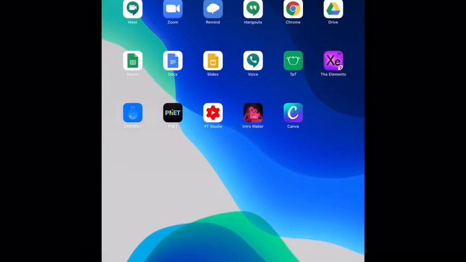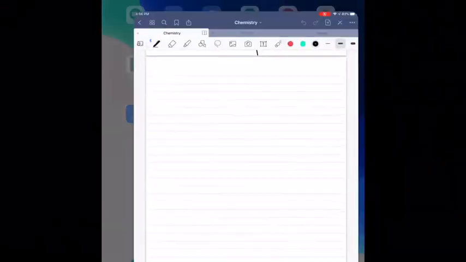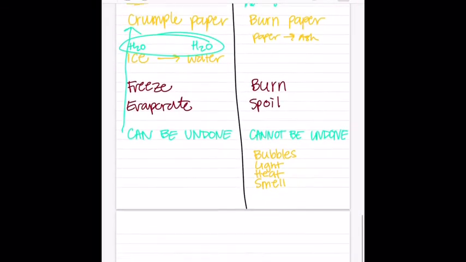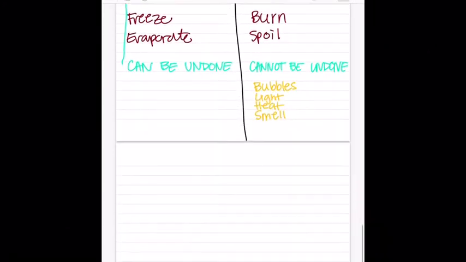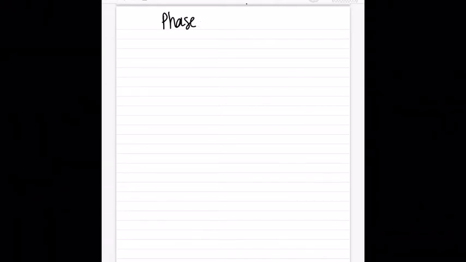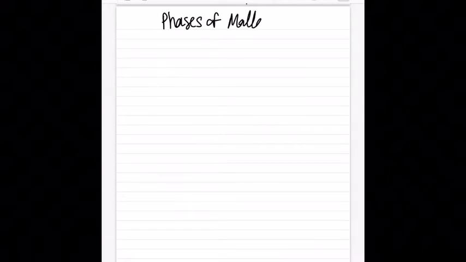So we're going to start off with opening our notebook. The last notes that we put in our notebook were about physical and chemical changes. So this is going to go on the next page right after that. This is going to be called phases of matter.